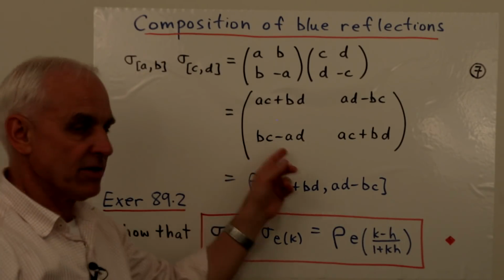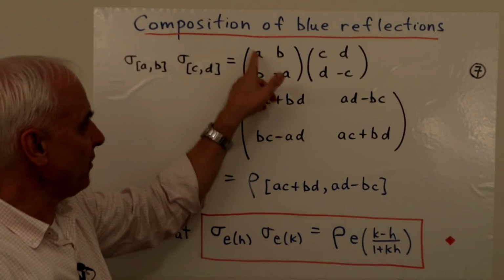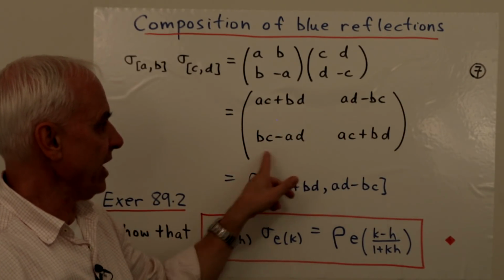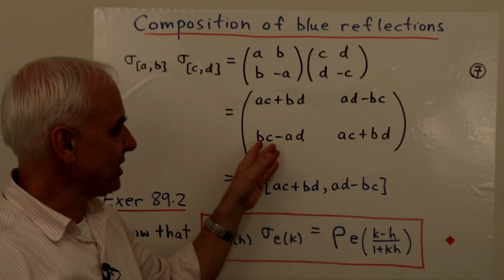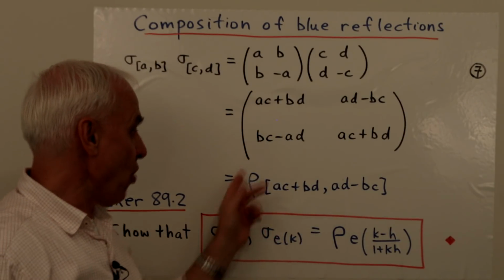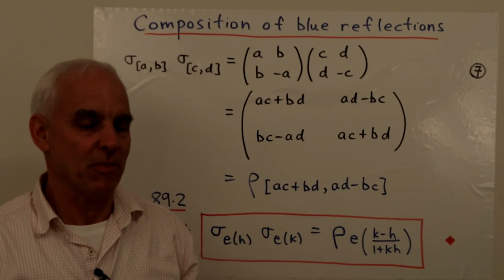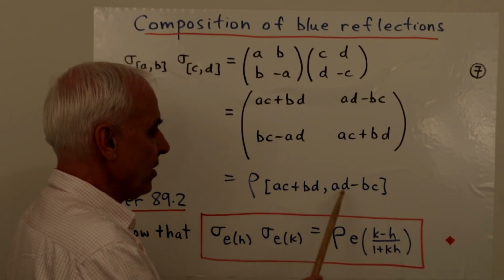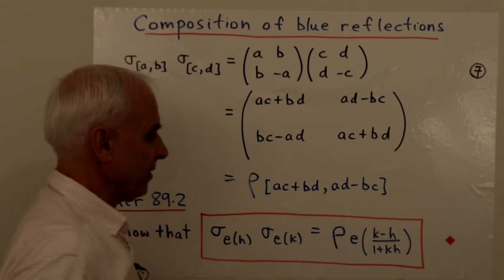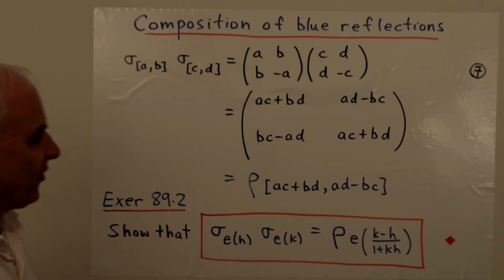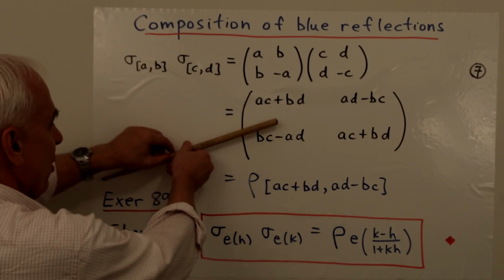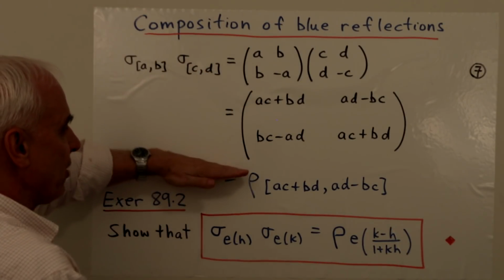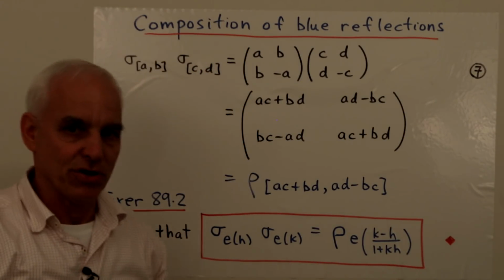And this is not a reflection anymore. It's not of this form because this term is the same as that term, and these ones are negatives of each other. So this is a rotation matrix, a rho kind of matrix that we talked about at the beginning. In fact, it's rho of AC plus BD, comma, AD minus BC. This is telling us how to combine one reflection with another reflection to get a composite rotation.